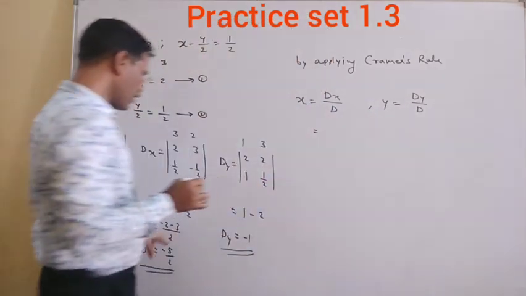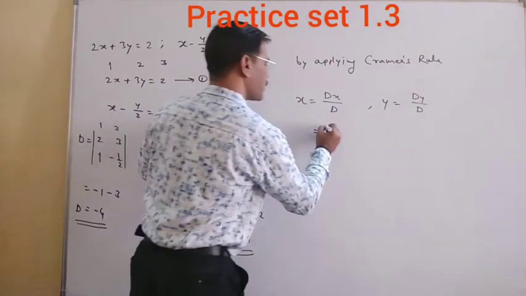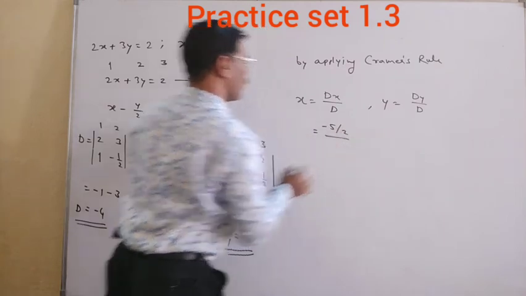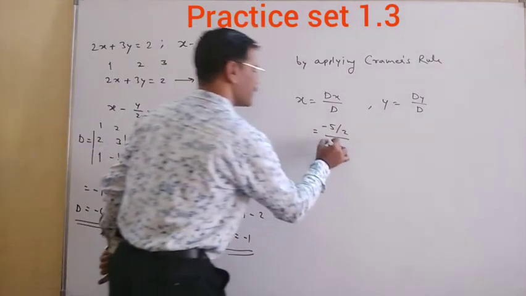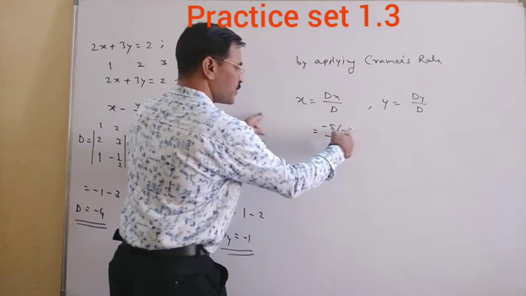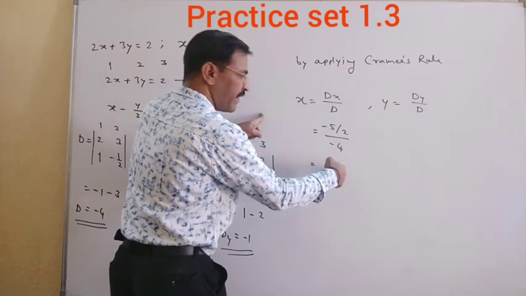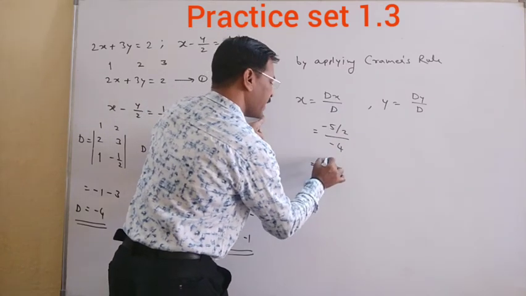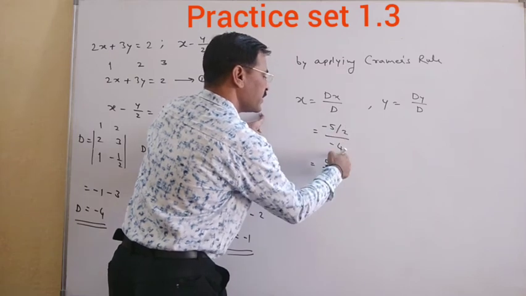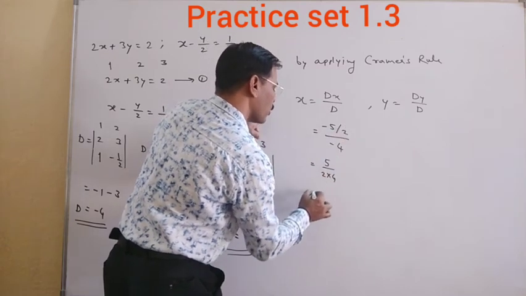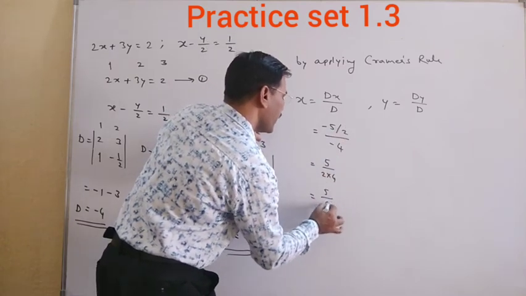Now put the values. What about Dx, which is already a fraction? Okay, keep as it is. What about D? Here it is minus 4. That means this 2 will come in the denominator whenever like this one. So minus minus getting cancelled. 5 upon 2 comes in the denominator, that is 2 into 4. This will come 5 upon 8.